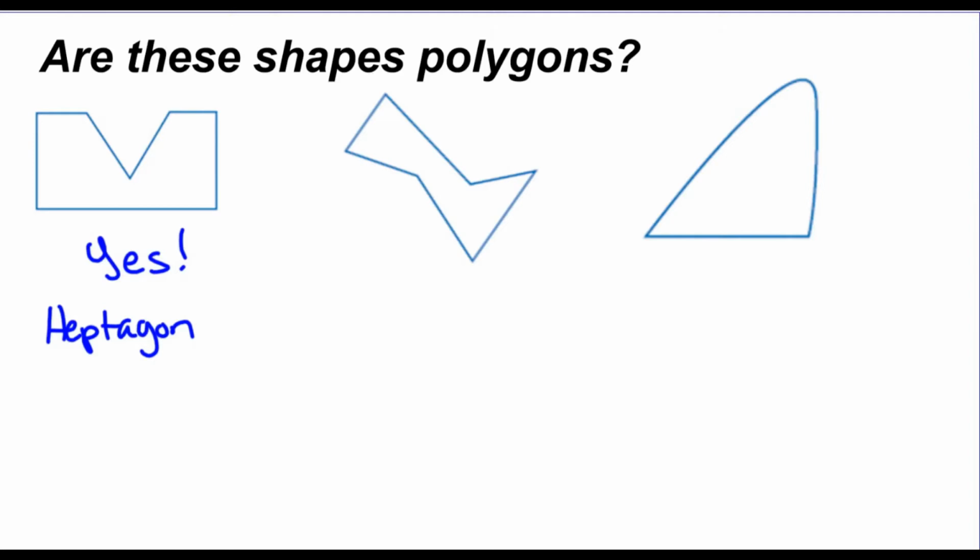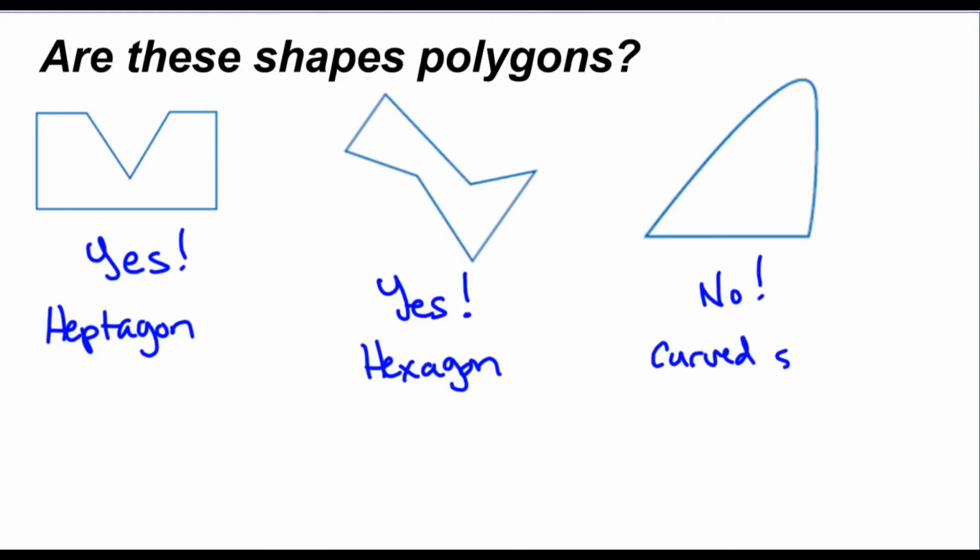The next one, is this a polygon? All the sides are line segments. None of them are curved. It is closed. No overlapping sides. Yes, this is a polygon as well. What kind of polygon is it? If you count the sides, 1, 2, 3, 4, 5, 6 sides. This is a hexagon, folks. And this last one here, no, this is not a polygon. It has a curved side. It does not get to be part of the polygon party.